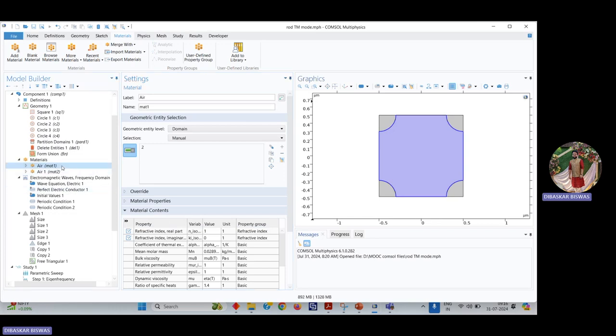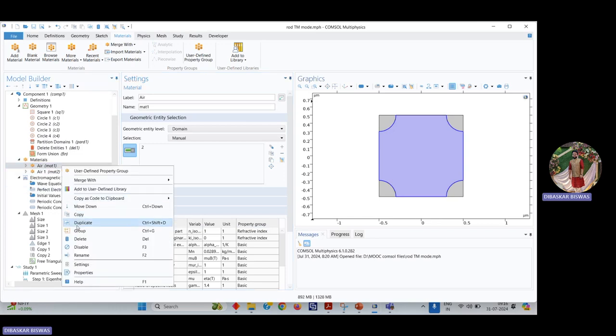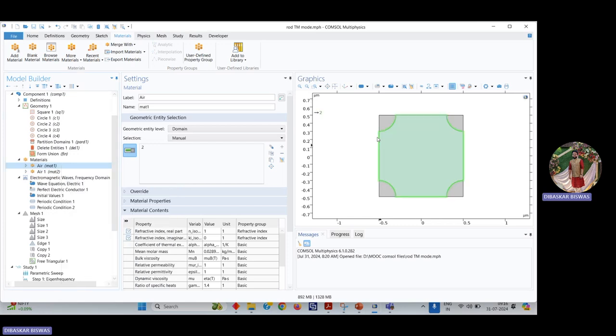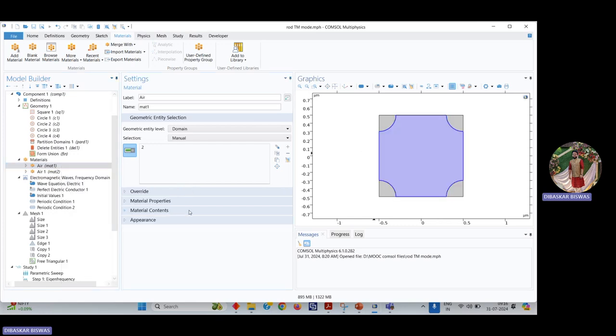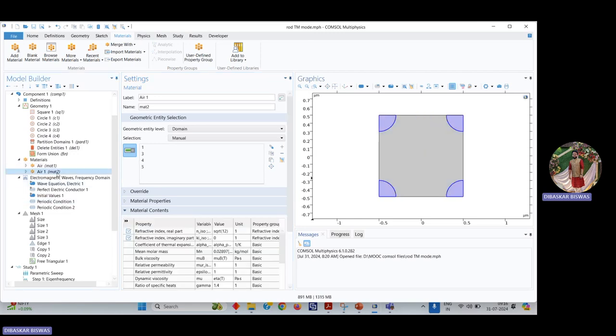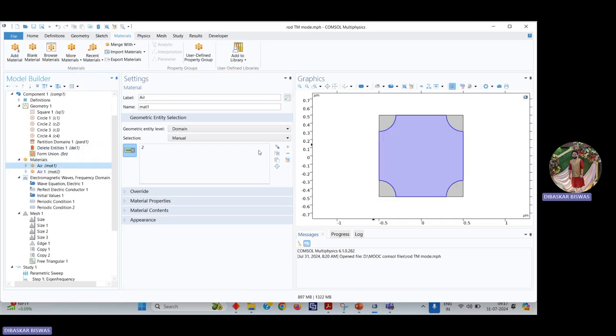Then you right click here and create a duplicate version of it, because dielectric is nothing but has the same properties as air, just with a difference in the dielectric constant. So you get this, and then you change the refractive index to square root of 12. Then you select all those dielectric rods, and air is this space.